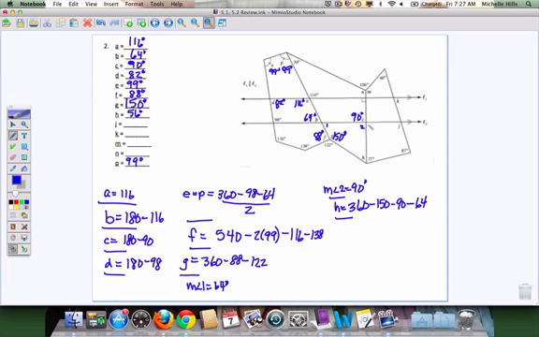J, well, the measure of angle 3 is also 90 degrees. So J is 360 minus the 87-degree angle down there in the right corner, minus the 77, minus the 90, which means J ends up being 106 degrees.